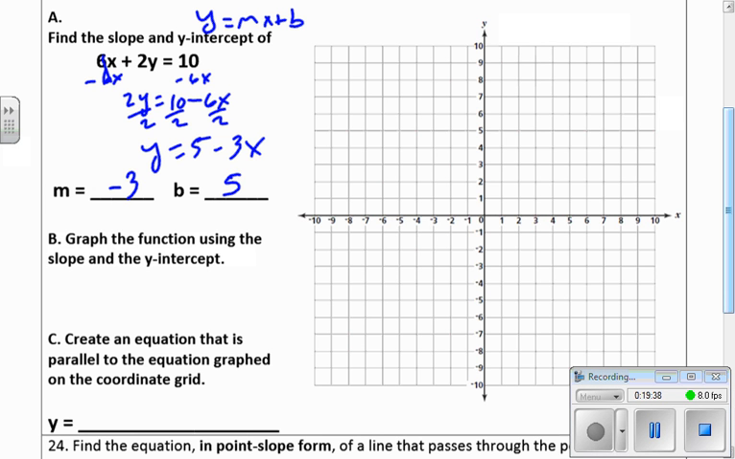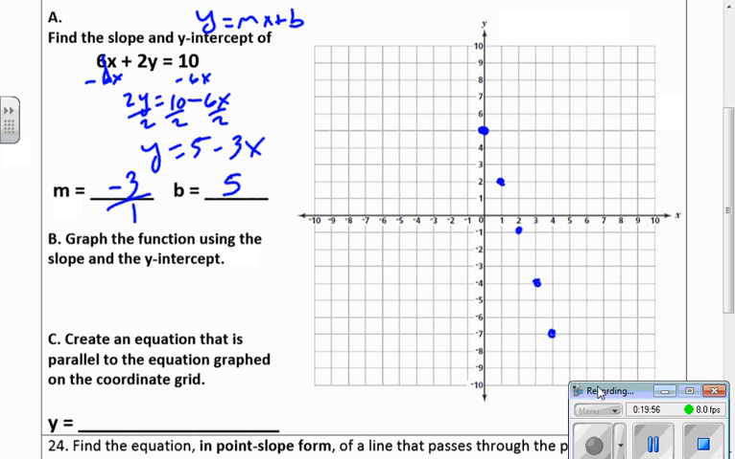So on a graph, you start at the y-intercept, which is 5. And then the slope tells you which way to draw your line. So I can make this into a fraction, negative 3 over 1, so that's down 3 over 1, down 3 over 1, down 3 over 1. Notice I'm always going to the right. Then 3 over 1, and then if I want, I can draw a point the other way.